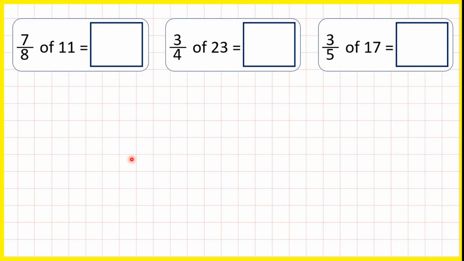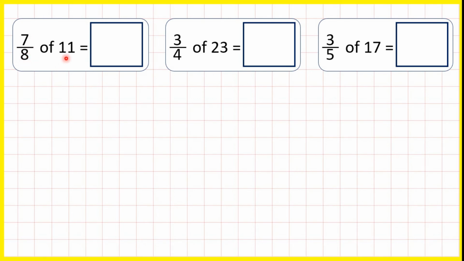So for these questions, we're finding a fraction of a number. And normally, to find a fraction of a number, we divide by the denominator, then multiply by the numerator. But for these questions, we need to do it the other way round, because if we try to divide 11 by 8, we'll get a remainder. So it's easier to multiply by the numerator first, and then to divide by the denominator.